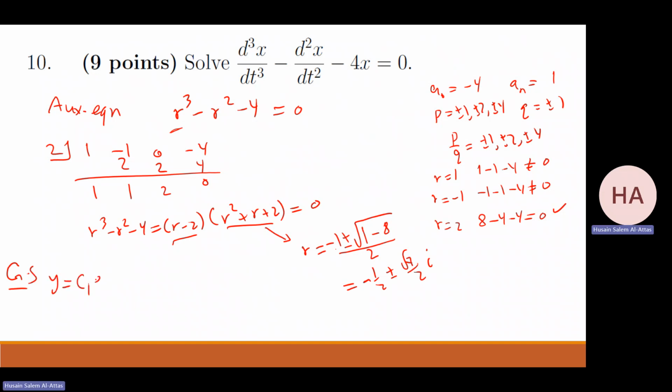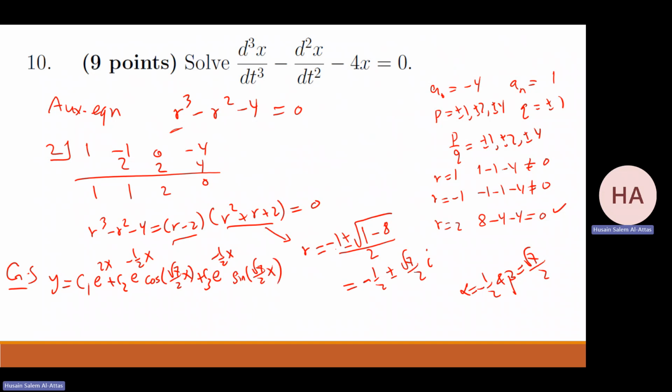y equals C1 e to the 2x plus C2. Here alpha is minus half and beta is square root of 7 over 2. So plus C2 e to the minus half x cosine of square root 7 over 2 x, plus C3 e to the minus half x sine of square root 7 over 2 x. That will be my general solution.